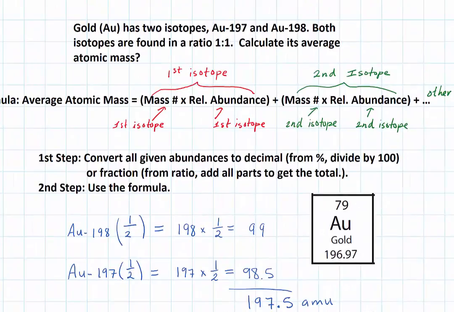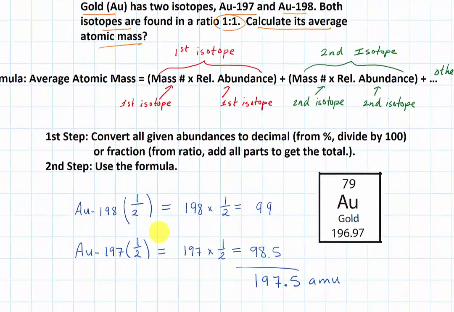Let's do an example where we have ratios instead of percentages. In this example, gold, represented by the symbol Au, has two isotopes, Au-197 and Au-198. Both isotopes are found in a 1:1 ratio. Calculate the average atomic mass for gold.